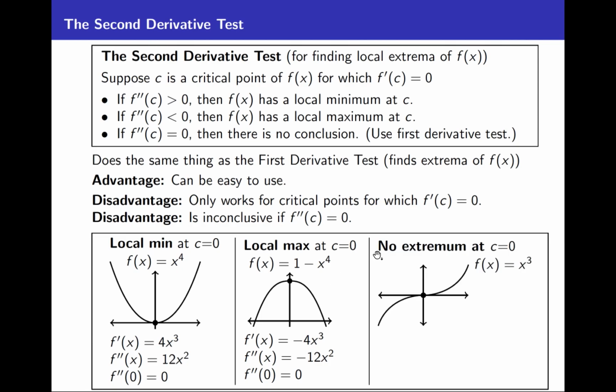And finally, here's a situation, f of x equals x cubed, where there's no extremum at c equals 0. Look at the derivatives. Here's f prime of x, here's f double prime of x, and you'll see that f double prime of 0 equals 0, as before. So if you get 0 in your second derivative, depending on the function, it could be no extrema, a maximum, or a minimum. There's just no conclusion. It's all over the map.